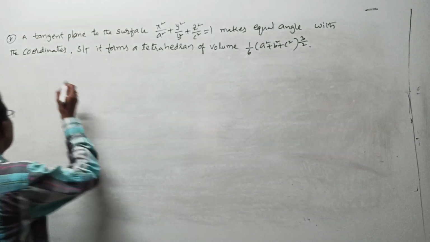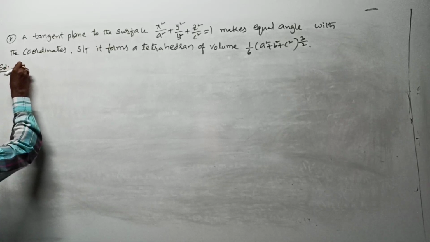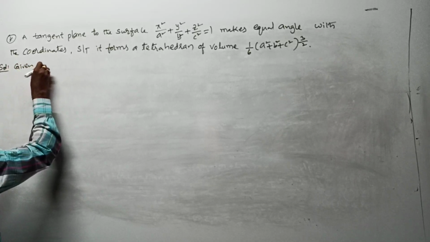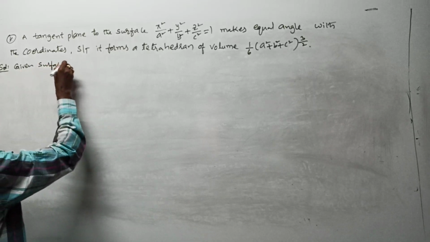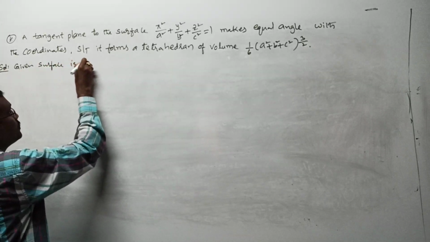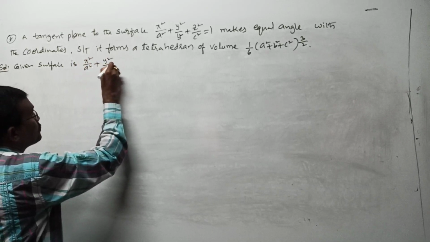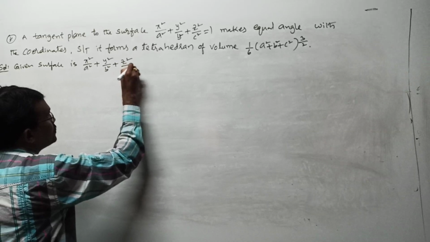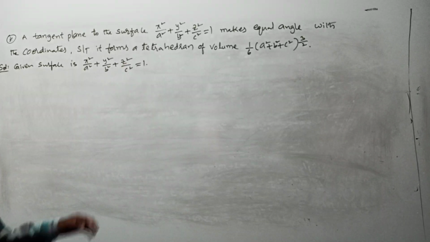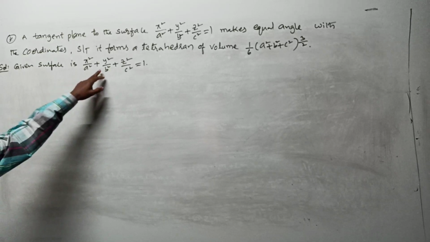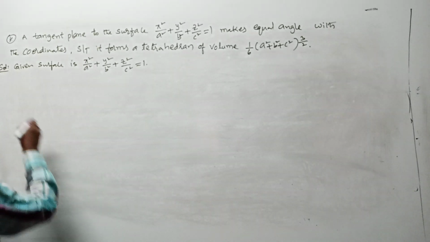First let us take the given conicoid. Given surface, simply I am writing, the same word I am using. You can use surface or conicoid or ellipsoid. Given surface is x square by a square plus y square by b square plus z square by c square equal to 1, right? In the statement, they are giving that the tangent plane to this surface makes equal angle with the coordinate axis.